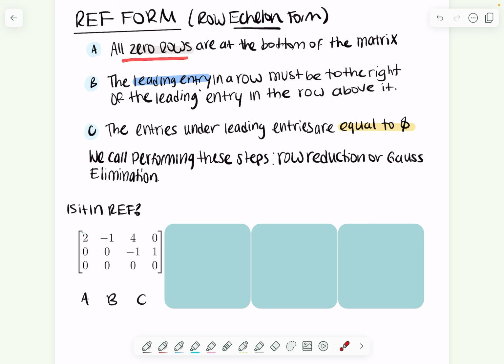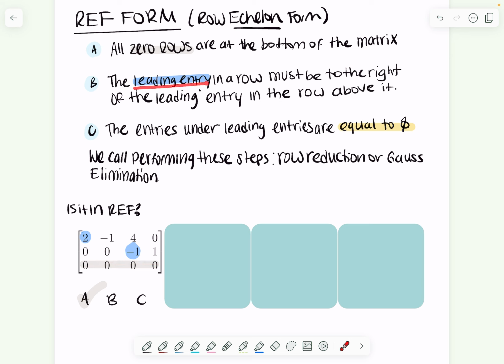So the first one is that all 0 rows are at the bottom of the matrix. This here is a 0 row. Is it at the bottom of the matrix? Yes, so condition A is satisfied. The second condition is about the leading entry. Without even reading anything, identify your leading entries. Your leading entries are the first number that's not 0 you see in each row. So here, this is my first leading entry. So this is my leading entry in this row. Here I go, skip wherever I see 0. The first time I see a number that's not 0, that's my leading entry. And here I go, they're all 0, so there's no leading entry for this row.